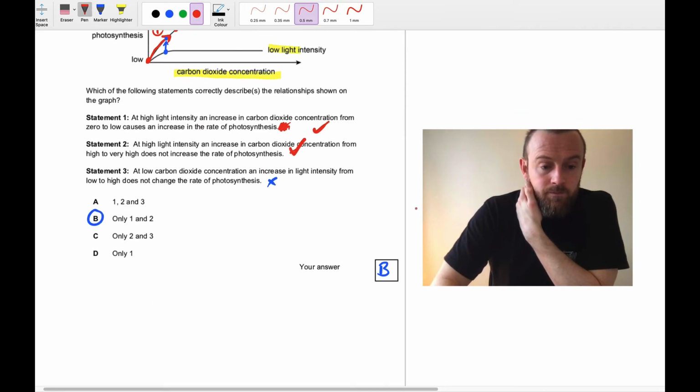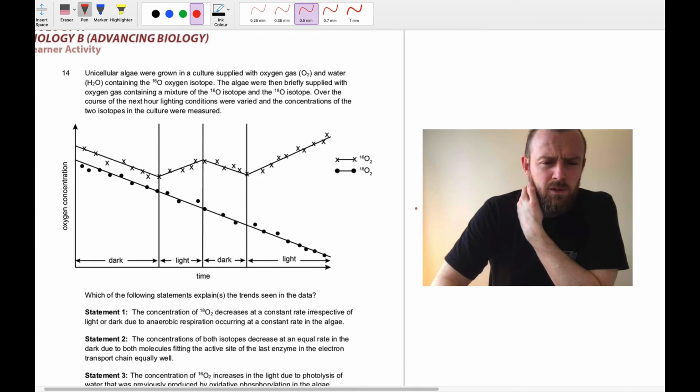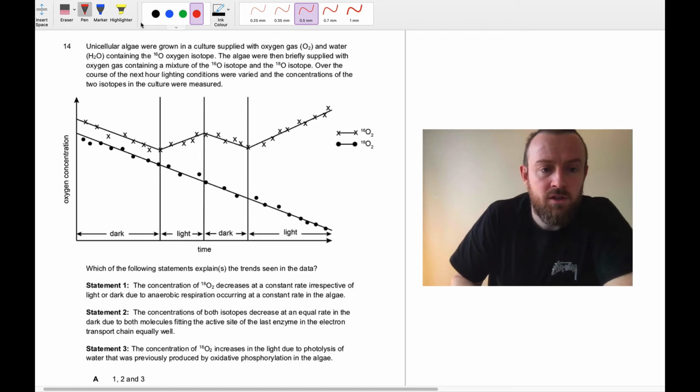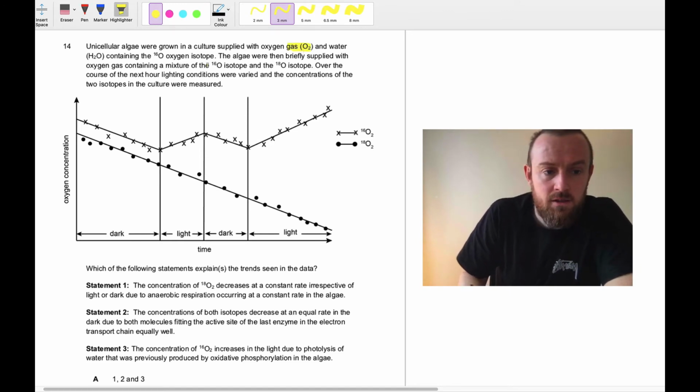Okay, moving on. Ooh, this looks horrible. Gosh, right. Algae grown in a culture supplied with oxygen gas and water, H2O, containing the oxygen-16 isotope. I guess both of them have? Yeah, okay, so oxygen-16 isotope.